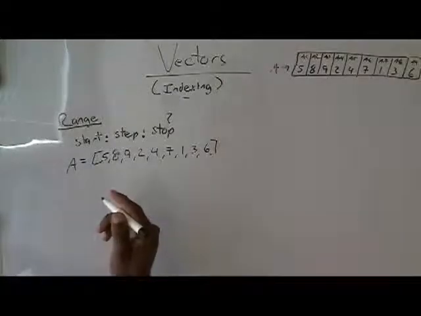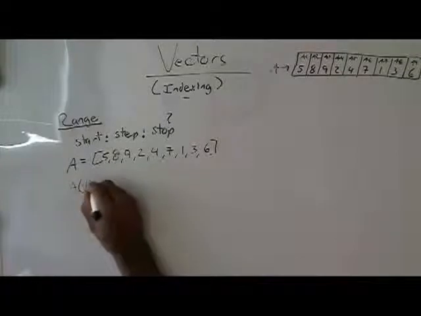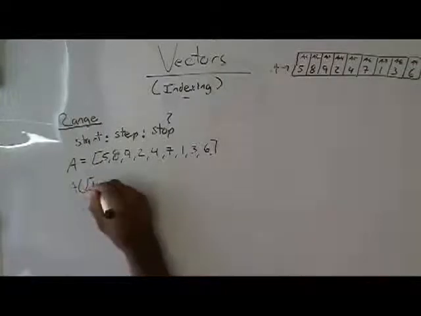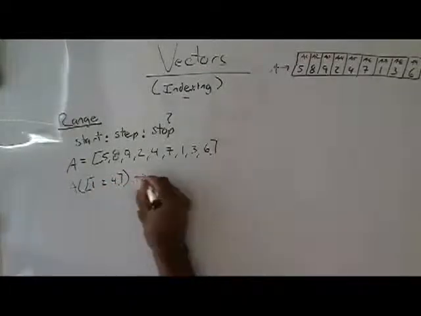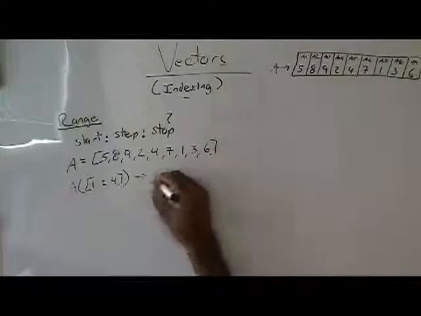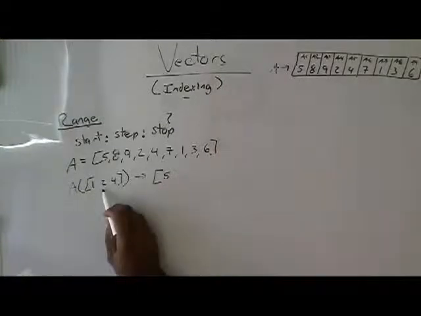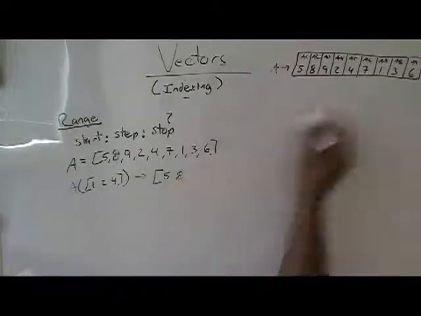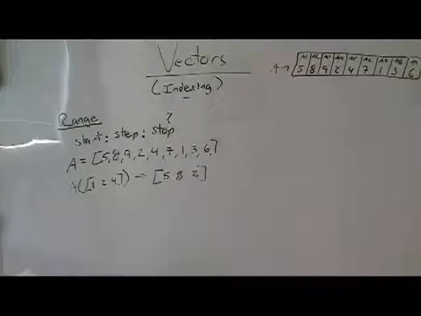So let's go in here and say, all right, give me A indexed at 1, 2, 4. So this is using a vector to index a vector. What that's going to return is the element in A at 1, which is 5. So it's going to return a vector that's been indexed at the first value, which is 5, the second value, which is 8, and the fourth value, which is 2. So it's 5, 8, 2.